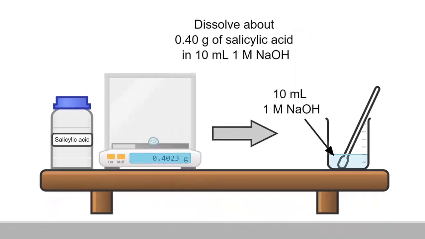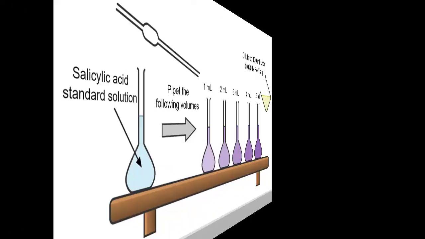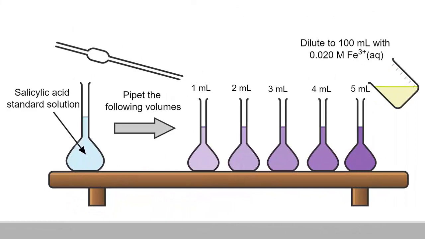The standard salicylic acid solution is prepared by precisely weighing about 0.40 grams of salicylic acid using an analytical balance. The solid powder is first dissolved in 1 molar sodium hydroxide so as to produce the salicylate anion. The contents of the beaker are quantitatively transferred to a 250 mL volumetric flask. The salicylic acid standard solutions are prepared by pipetting the designated volumes into individual 100 mL volumetric flasks, and then diluting with 0.020 molar iron(III) solution.